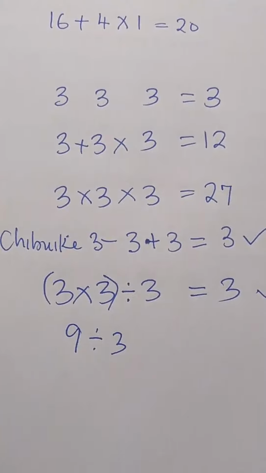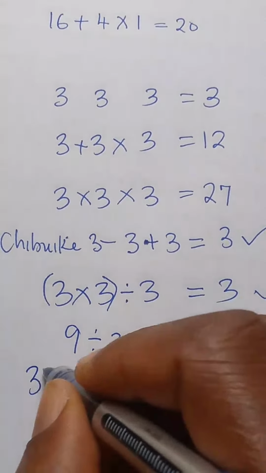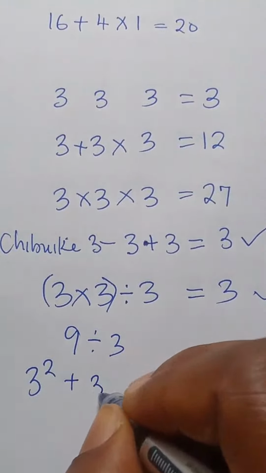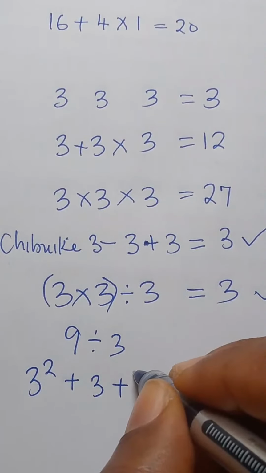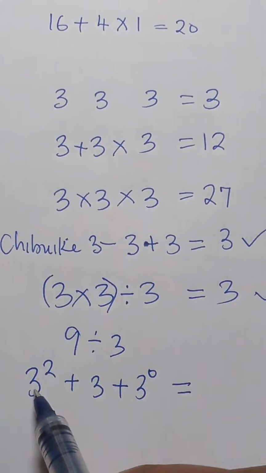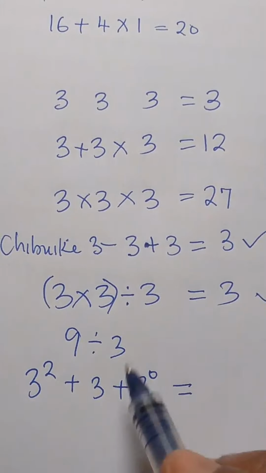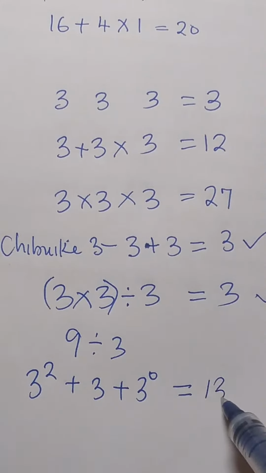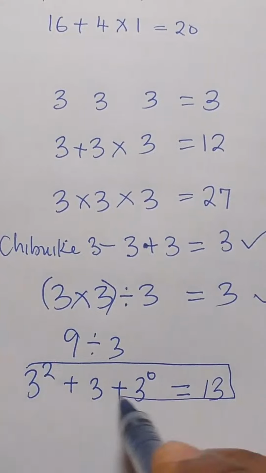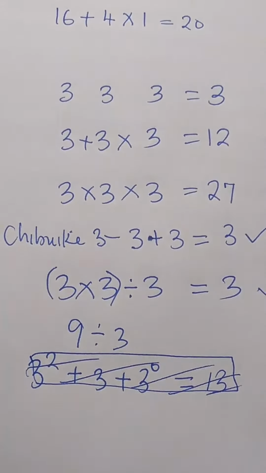Look and see. Okay, Chibike said 3 squared plus 3 plus 3 squared plus 3 plus 3 raised to power 0. Okay, let's see. 3 squared plus 3 raised to power 0. Chibike, this is more than 3. This 3 squared alone is 9. 9 plus 3 is 12. 12 plus 1 is 13. So this one is not correct. This is equal to 13 and not 3. So this one is wrong. I'm happy you're trying, Chibike.